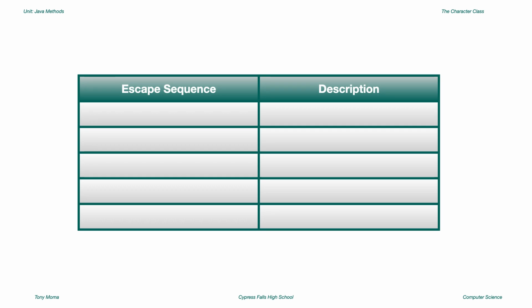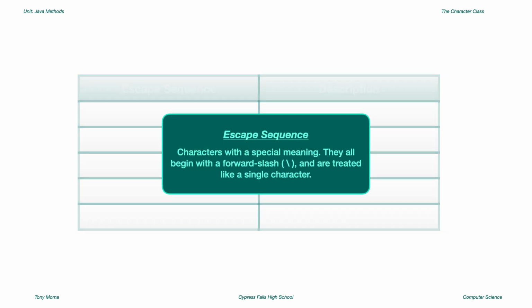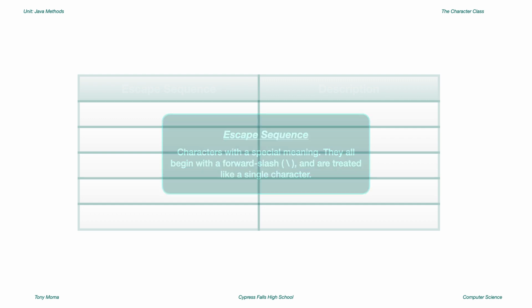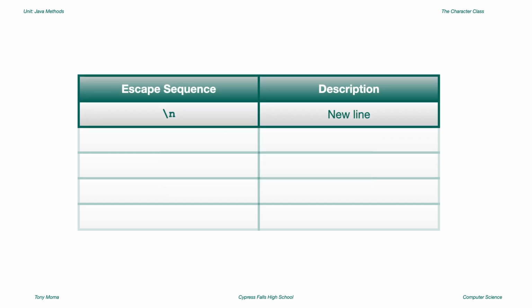The next topic we're going to explore are escape sequences. What is an escape sequence? Characters with a special meaning. They all begin with a slash and are treated like a single character. For example, \n. When \n appears in a string, this means insert a new line. All right. Next, \t. When \t appears in the string, that means indent or press tab.